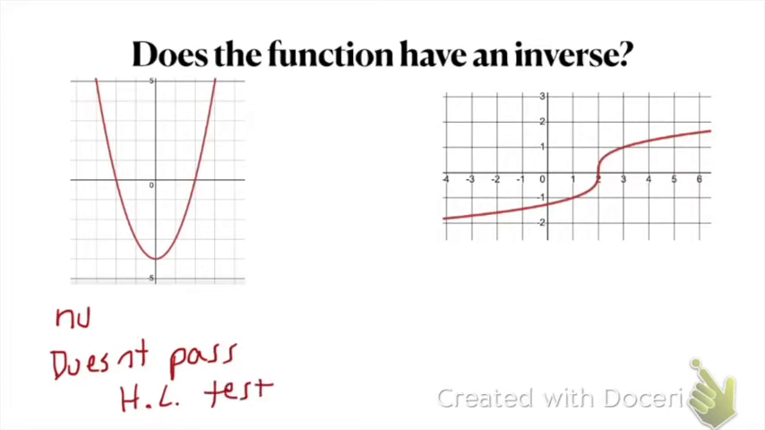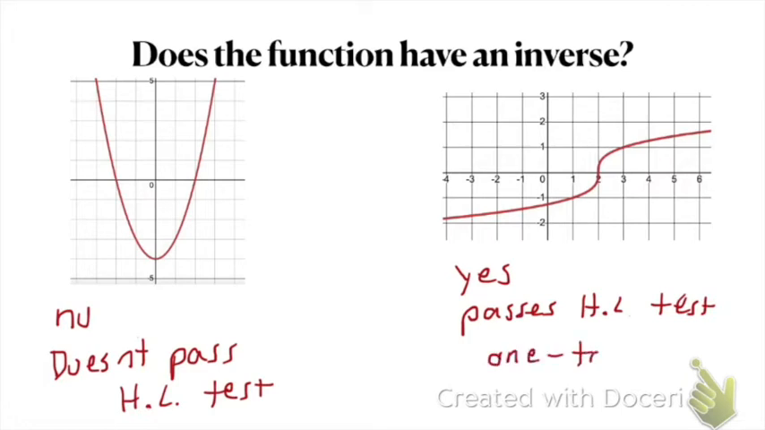The function on the right is a function, it passes the vertical line test, and this one will also pass the horizontal line test, so you would say that yes, it passes the horizontal line test. And this one, if you ever hear it, is also referred to as one-to-one. So that's one thing we have to do: be able to pull a graph up, look at it, and say if it has an inverse or not.